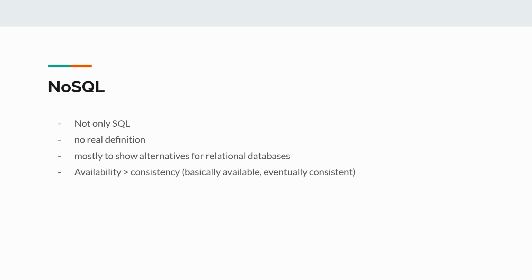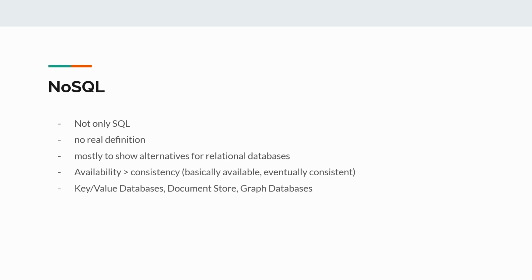In this context, you also sometimes hear the words BASE and ACID. ACID is basically an abbreviation for all the parts of consistency with relational databases, and BASE is an abbreviation for the availability and eventually consistent stuff for NoSQL databases.